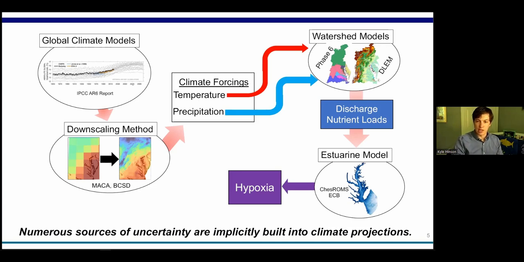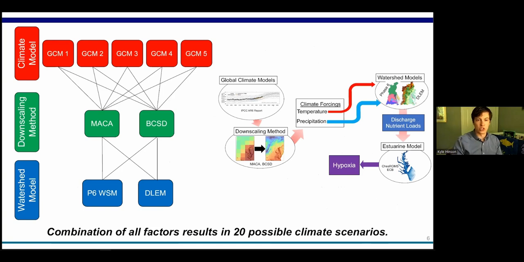And the other, this Dynamic Land Ecosystem Model, or DLEM, is run by our partners at Auburn University in order to answer different scientific questions and is a more process-based model. And with these climate scenario inputs, they provide us with estimates of changes to discharge and nutrient loading, which when fed into an estuarine model can give us estimates of hypoxia. And so the experimental setup for our work was to compare 5 different GCMs, shown here, and then both of them will be downscaled with the MACA methodology and the BCSD downscaling methodology, and then forced through these 2 independent watershed models for a total of 20 possible climate scenarios.